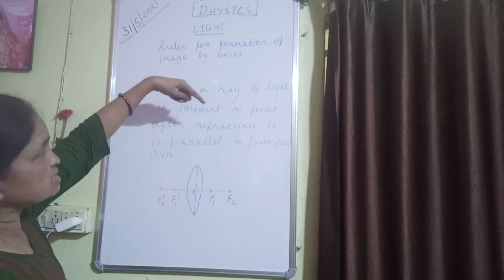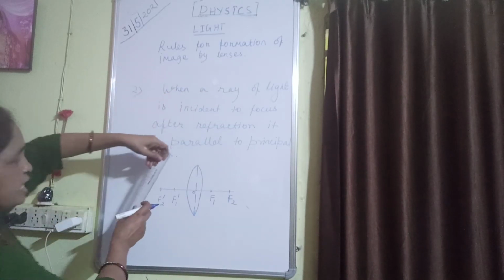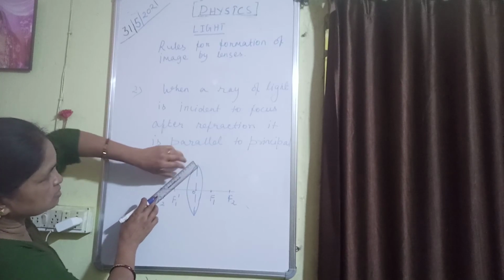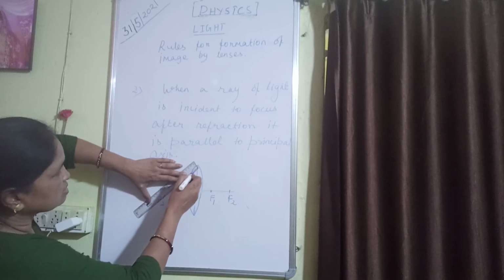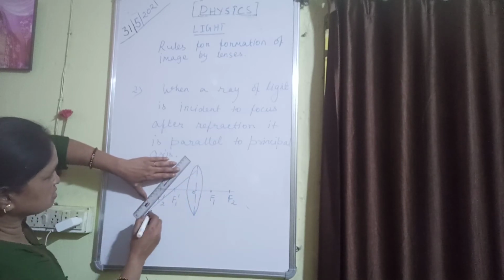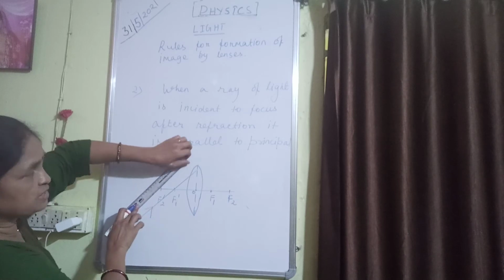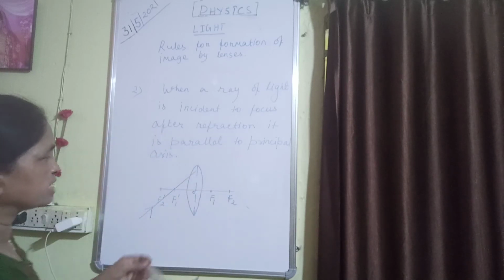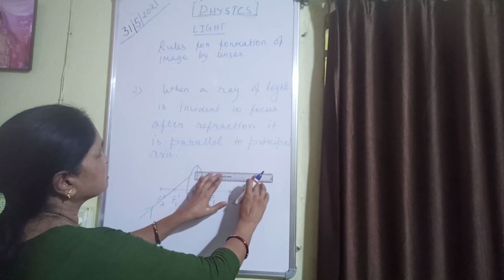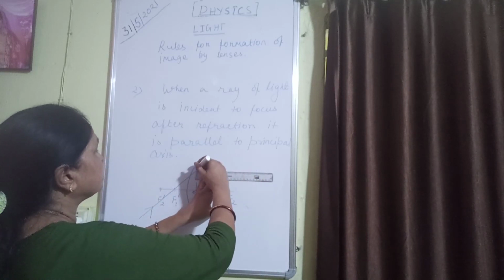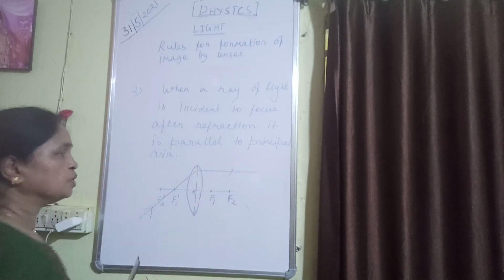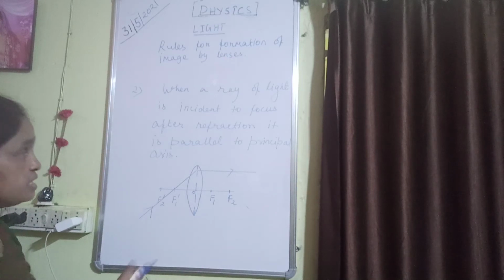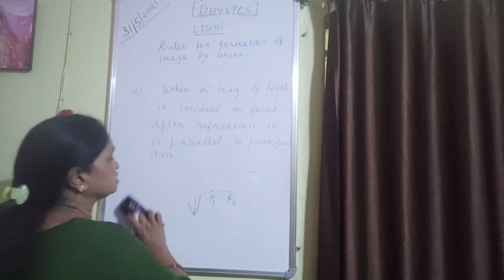When a ray of light is incident to the focus, that means a ray of light passes through the focus, just as I have shown you now, after refraction it will be parallel to the principal axis. Here. Hope this is clear to you. Then come to the third rule, which is the easiest one, you will always remember it.